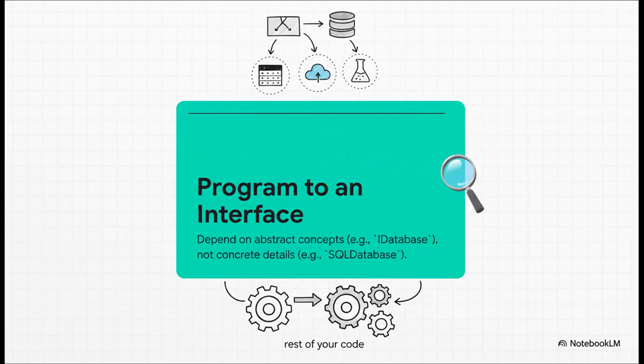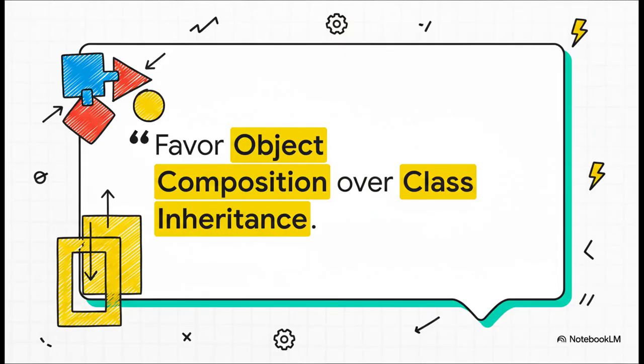Your computer doesn't care if you plug in a keyboard or a mouse, it just knows how to talk to the USB standard. That port is the interface, and it is the absolute key to building flexible, future-proof software. And that leads us right into the second golden rule, which is just as powerful.